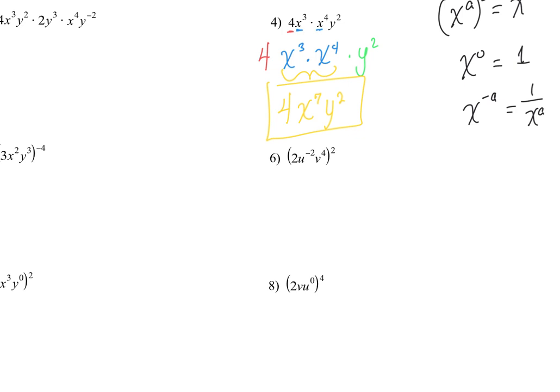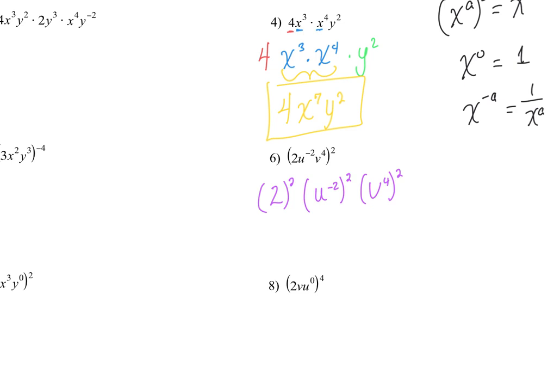So let's look at number 6. Number 6 has an entire group taken to a power. All right. So I'm going to take each piece, including the numbers, to that power. I'm going to take the 2, and I'm going to raise it to the 2nd power. So that's 2 squared. I'm going to take the u negative 2 to the 2nd power, and the v to the 4th to the 2nd power.